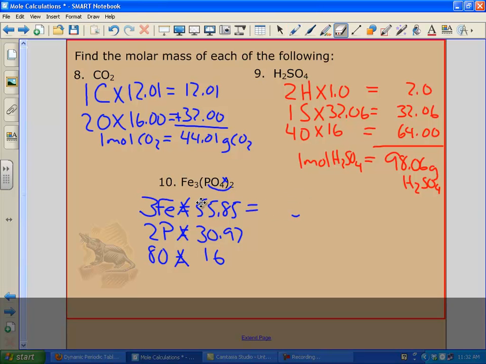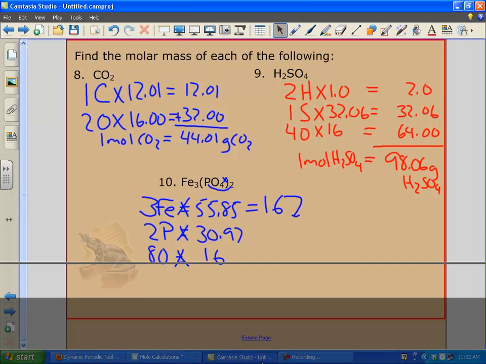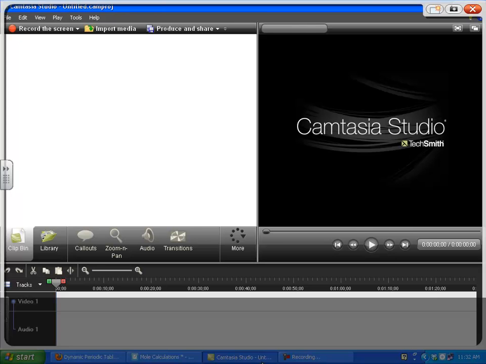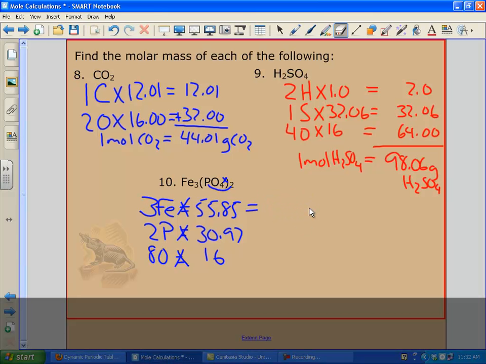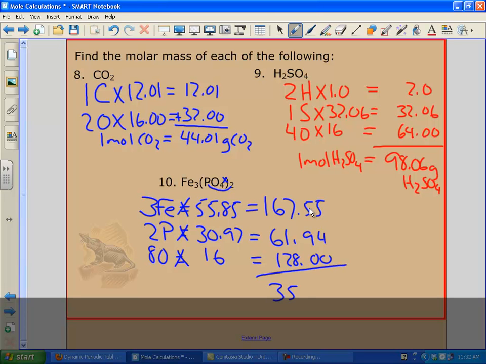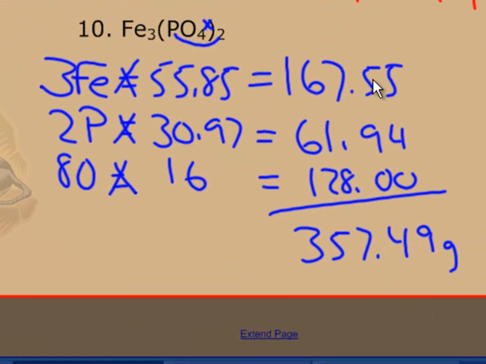So 3 times 55.85 is going to give us 167.55, I believe. 2 phosphorus, so we're going to end up with 61.94. And then 8 oxygen, so 8 times 16, that's going to give us 128. We're going to add all those up. So much bigger molar mass than we've typically had, but there's a lot more atoms in this. So that kind of makes pretty good sense.